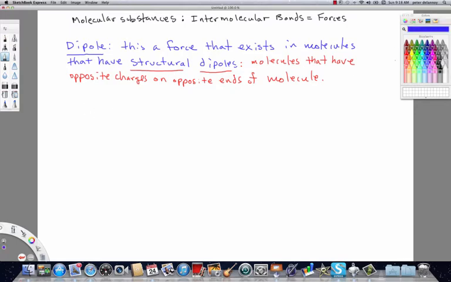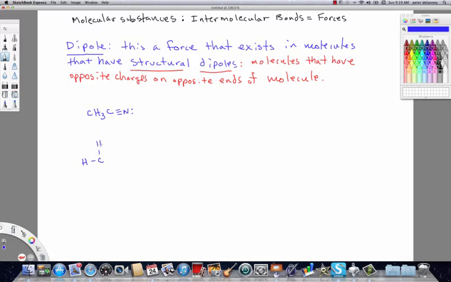Now, to illustrate this, the first molecule that we're going to look at is going to be this one. This is called acetonitrile. But for our purposes, the name doesn't actually matter. What matters is that we take a look at this molecule and we can determine that it's a dipole. Now, how do we make that distinction? The first thing is that we need to have a structure that creates a situation where we have different ends of the molecule.